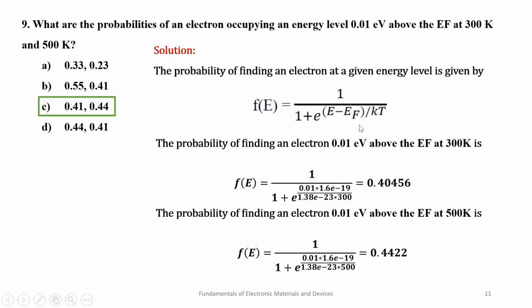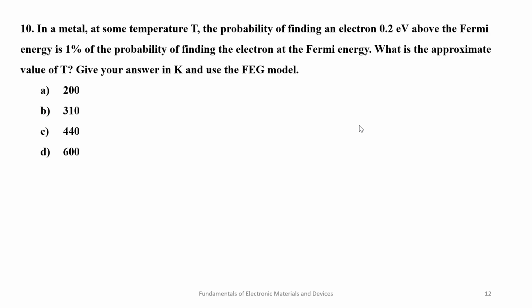Here, in the next question, we have some metal at some temperature, with a probability, say, some value x. That probability happens at an energy level 0.2 electron volt above the Fermi energy. In case A, you have an energy that is 0.2 electron volt above the Fermi level. In B, you have it at the Fermi level. And the probability of finding the electron at A is 1% of the probability of finding it at B.